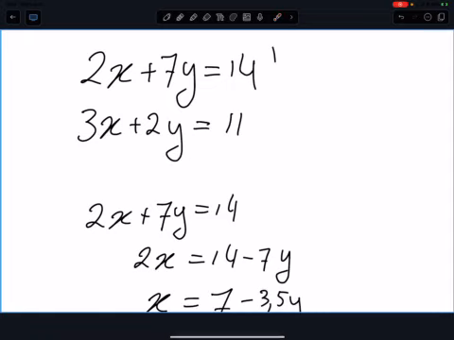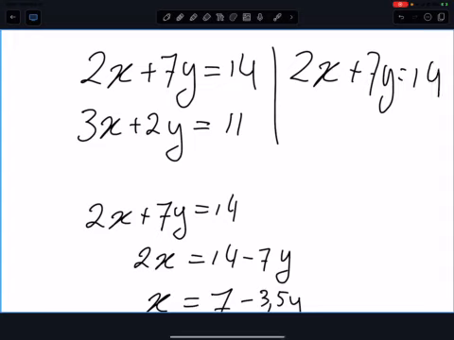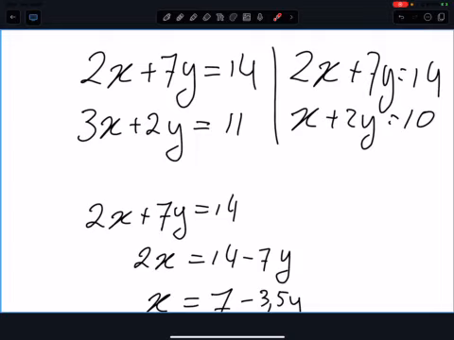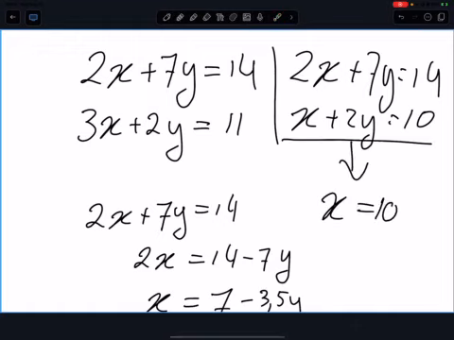Because if you get an exercise, for example, 2x plus 7y equals 14, and the other one is x plus 2y equals 10, it's best to just use substitution with this. Instead of doing multiply by 2 like the first one I did, it's easier to just convert this to x equals 10 minus 2y. You'll be done much quicker than the one I did before. So it all depends which one you get.